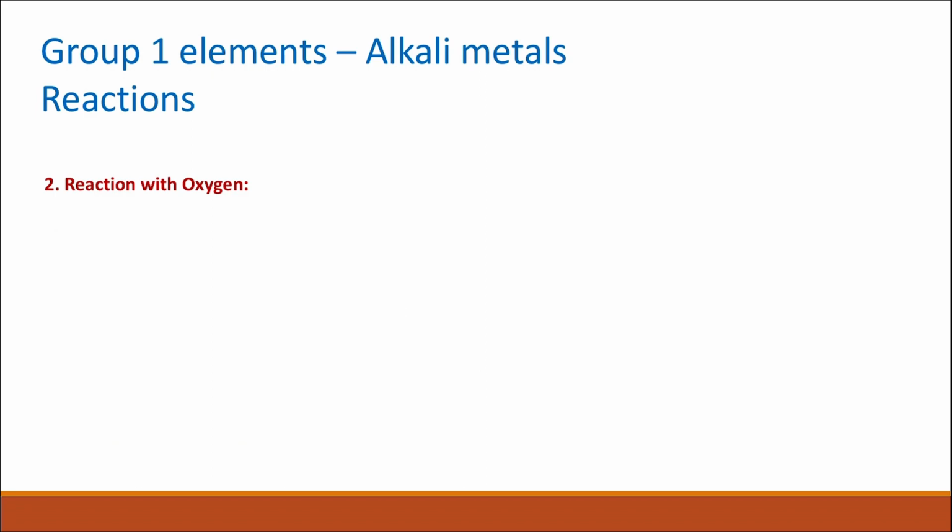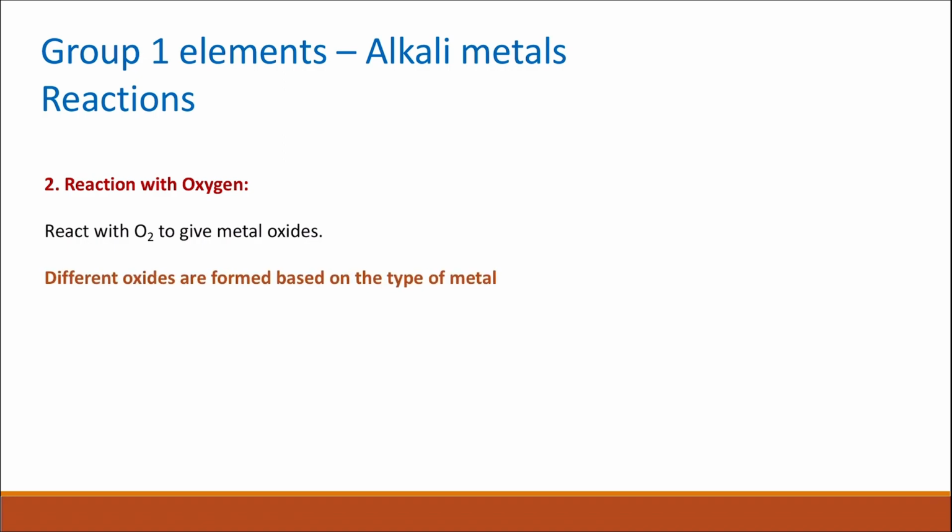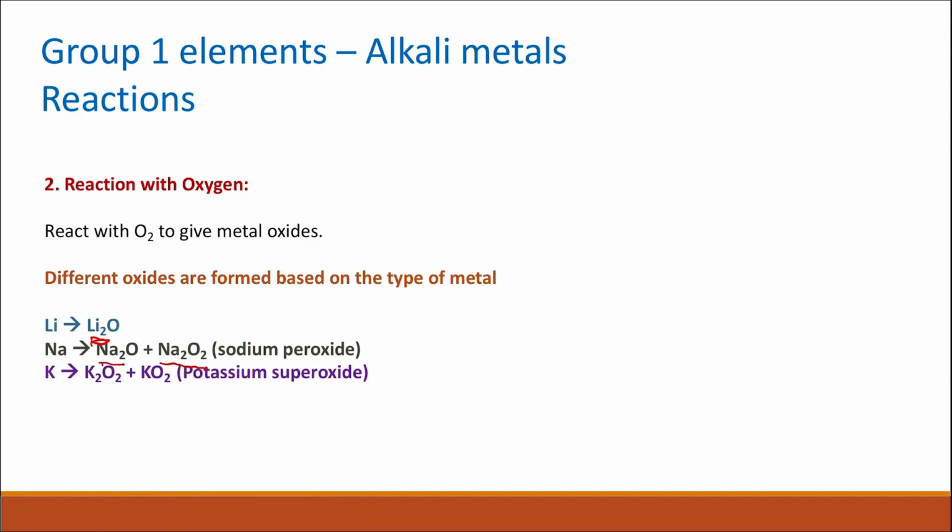The second reaction is reaction with oxygen. So alkali metals tend to react with oxygen to give metal oxides, and different metals will give different oxides depending on the nature of the metal. So lithium will give you only one oxide, which is lithium oxide, Li2O. Sodium will give you a mixture of sodium oxide and sodium peroxide, Na2O2. Potassium will give you a mixture of potassium peroxide, K2O2, and potassium superoxide, which is KO2.